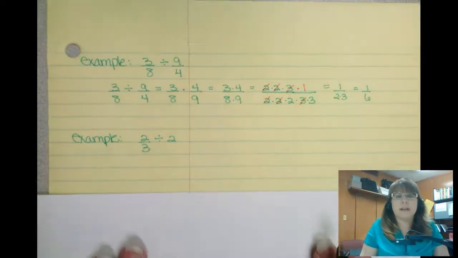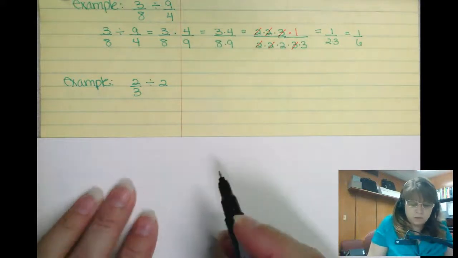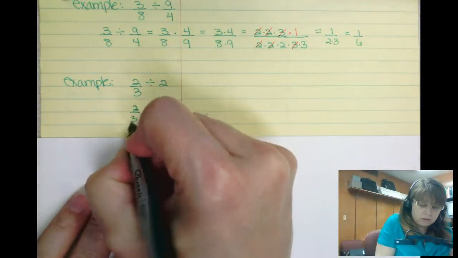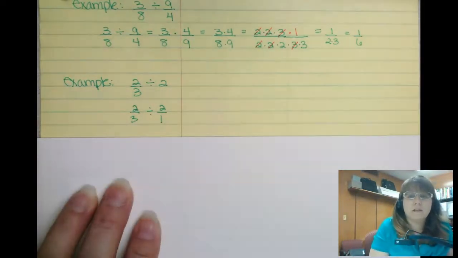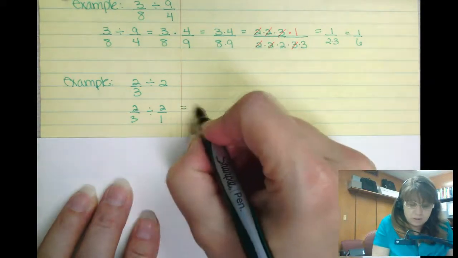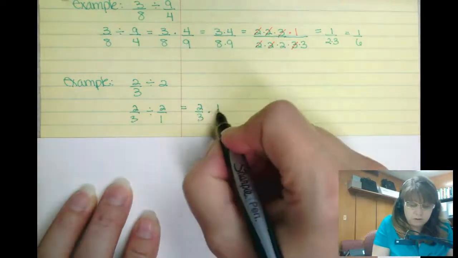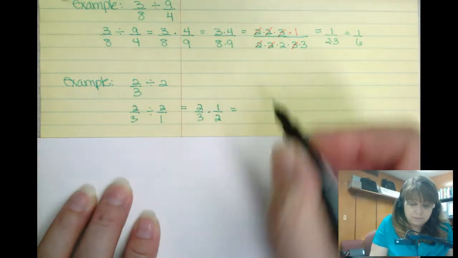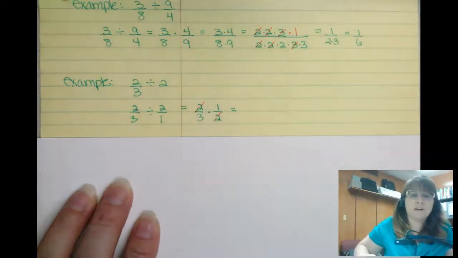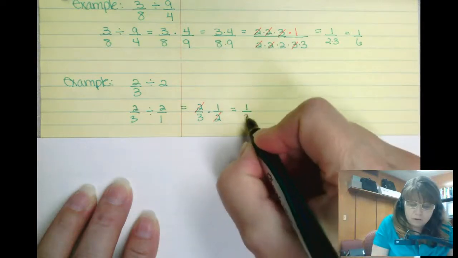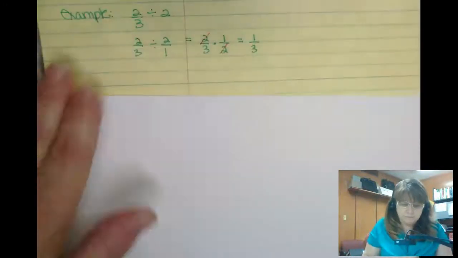Now let's work one out completely. So 2/3 divided by 2, and I'm going to emphasize there is a 1 under the 2, is going to equal 2/3 times the reciprocal of 2 over 1, which is 1 over 2. I can see I can reduce, so I'm going to go ahead and reduce before I do my multiplication, and my result is 1/3. Let's try another one.